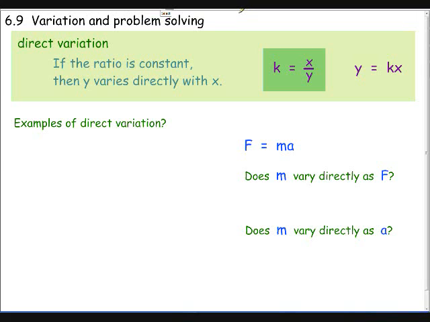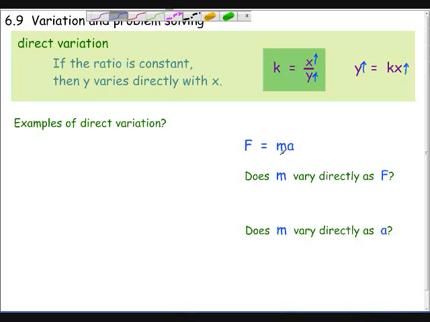Direct variation. If the ratio is constant, then y varies directly with x. As x increases, y increases also, and k remains constant. Or I could look at it this way: as y increases, x increases, and the amount x increases is controlled by this constant. Here are some examples of direct variation.